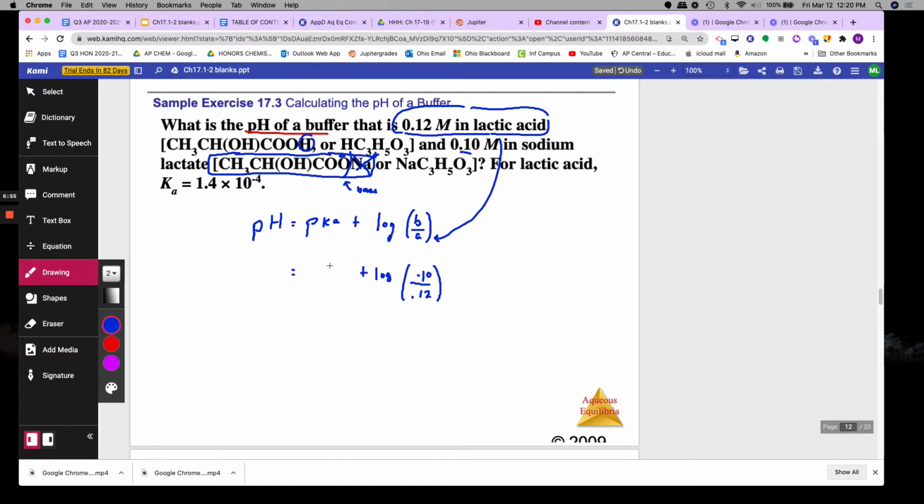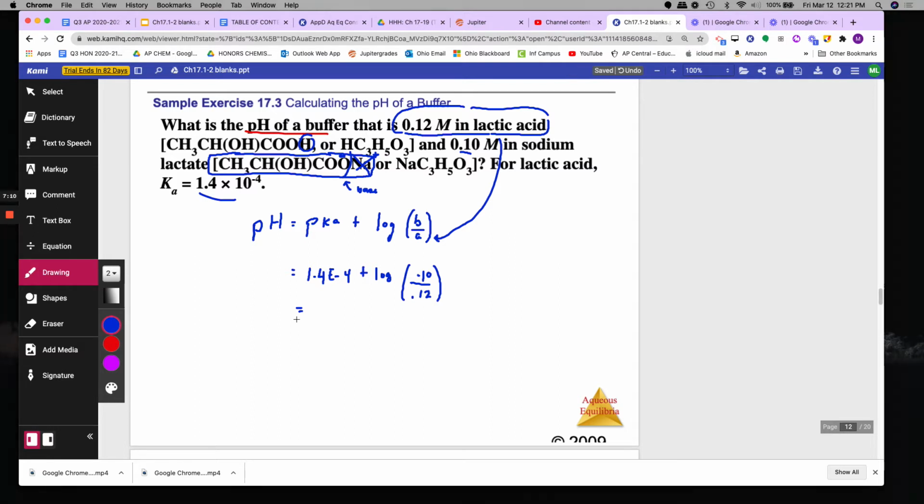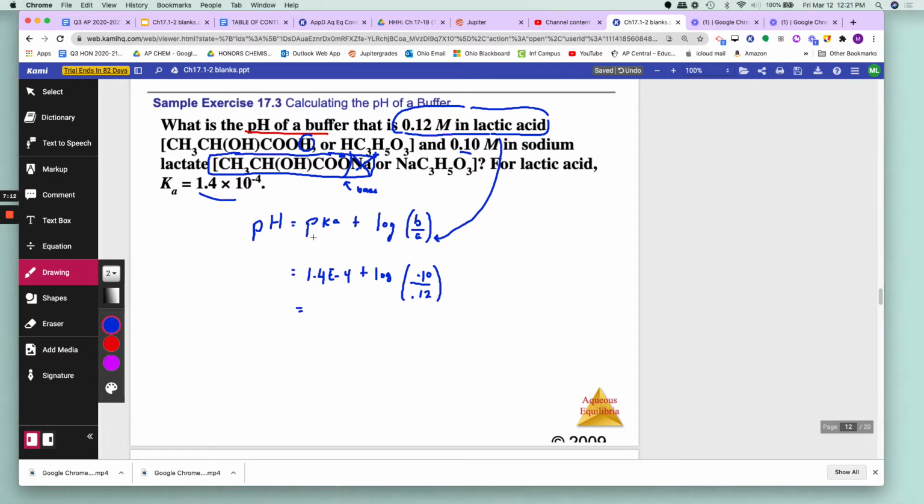Okay. Then you look for the Ka of lactic acid. You can look in the chart. This one, they gave it to you, so just use it whenever they give it to you. And you can find your pH that way. So it is 1.4 E-4. Oh, no, that's the Ka. You have to take the pKa of that. Negative log that first. 1.4 E-4. You log it. I got 3.85.